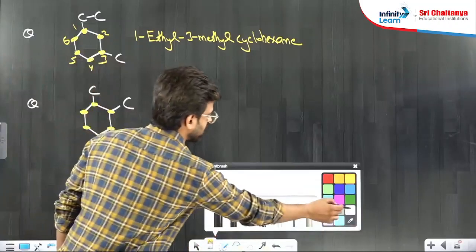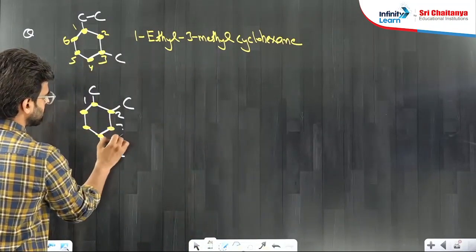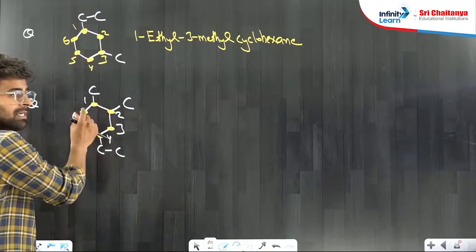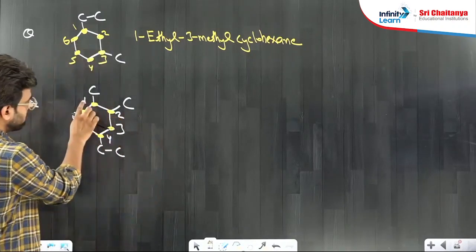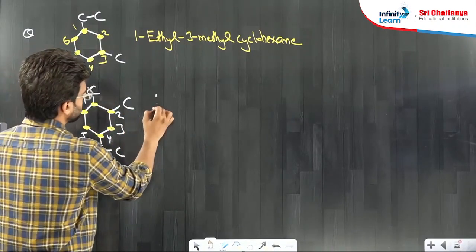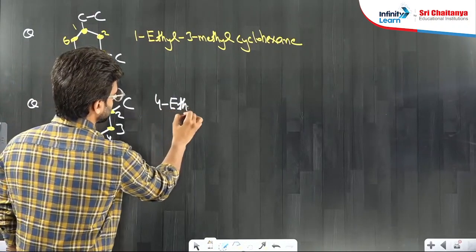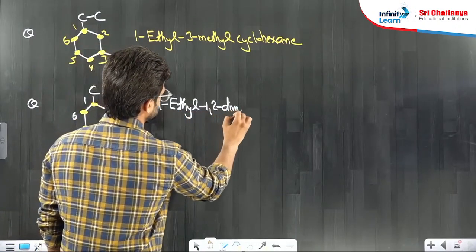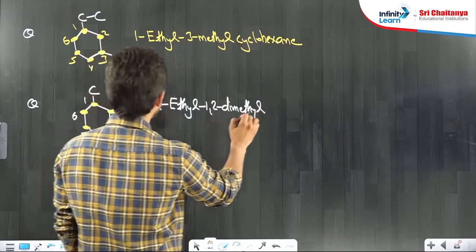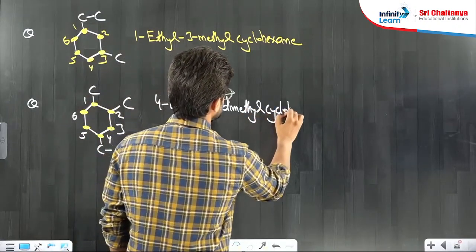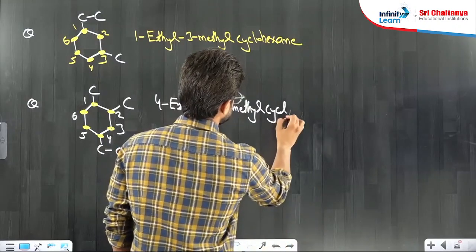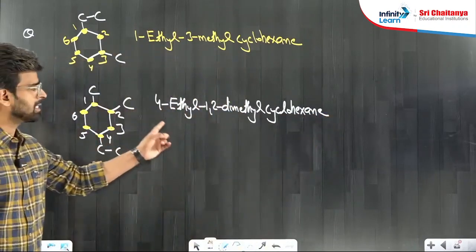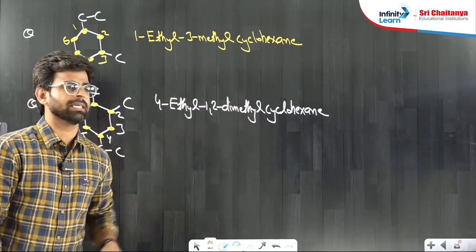Carefully, I will start from here. 1, 2, 3, 4, 5, 6. Because from here you see the sum is coming less. The sum is 1, 2, 4. So I will say 4 ethyl. The name is 4 ethyl, 1, 2 dimethyl cyclohexane, right? Fine. 4 ethyl, 1, 2 dimethyl cyclohexane.